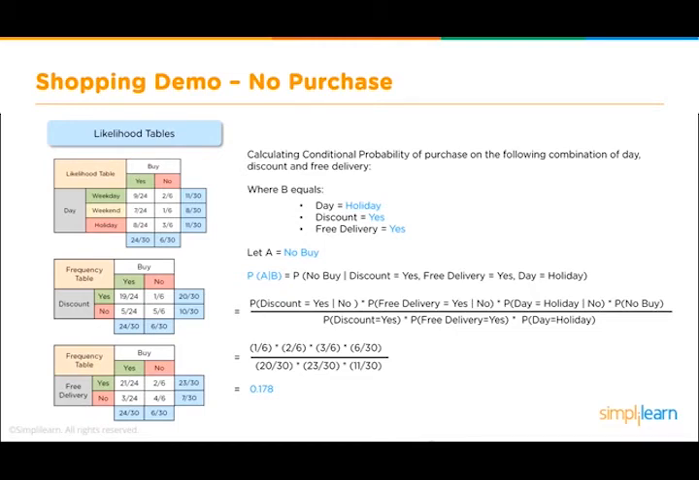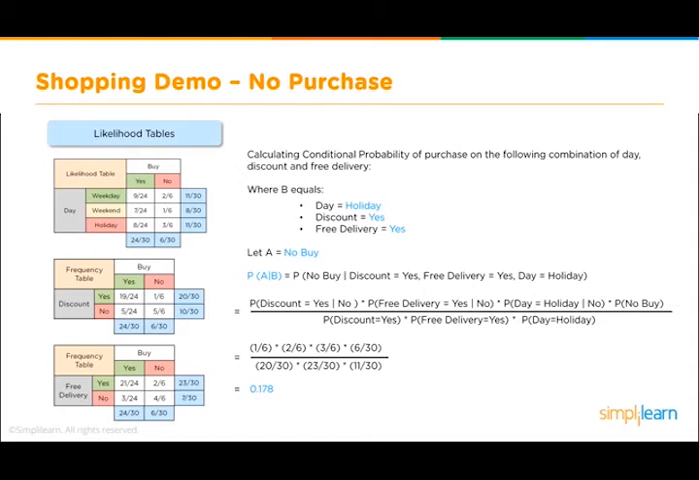So we have the probability of a discount, the probability of a free delivery, and the probability of it being on a holiday. When we plug those numbers in, we see that 1 out of 6 were no purchase on a discounted day, 2 out of 6 were a no purchase on a free delivery day, and 3 out of 6 were a no purchase on a holiday. Those are our three probabilities of A if B multiplied out. And then that has to be multiplied by the probability of a no purchase. And remember, the probability of a no buy is across all the data. So that's where we get the 6 out of 30.